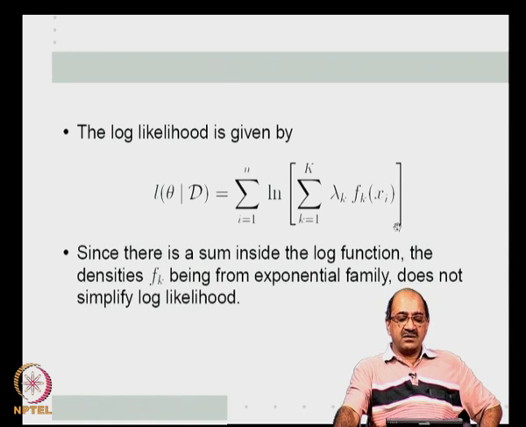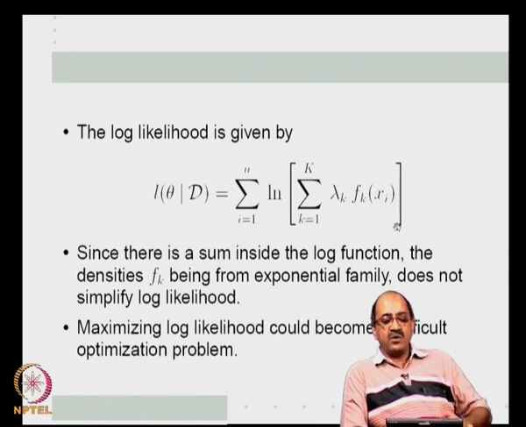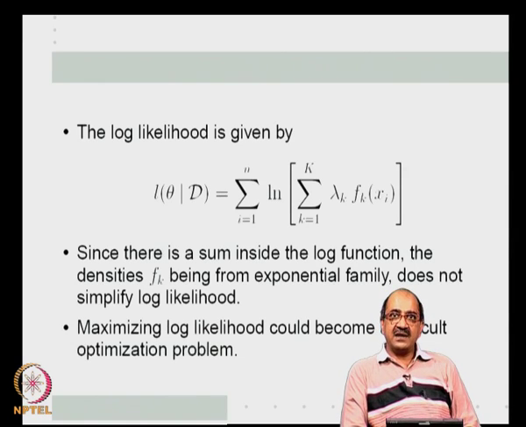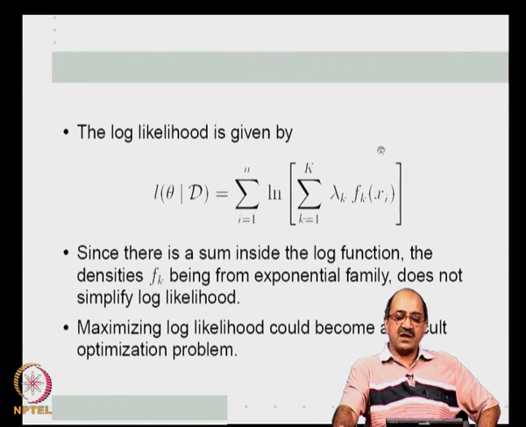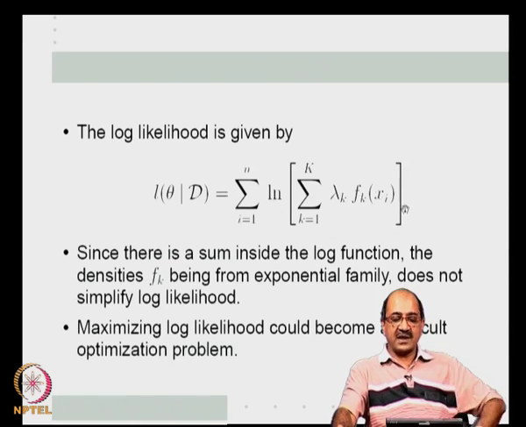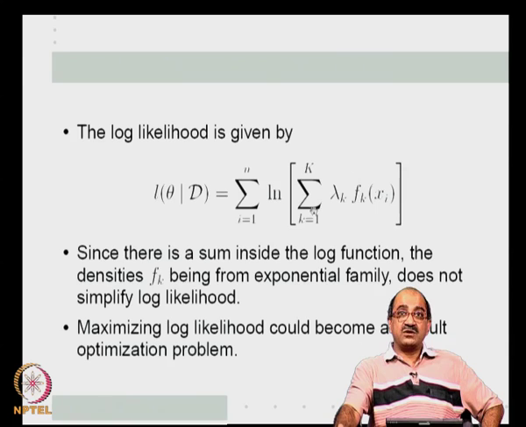So, this means that maximizing log likelihood can become a difficult optimization problem. Earlier, because I directly got ln, suppose capital K is 1, then I would simply get ln lambda times ln f, and if f is exponential, then what is inside the exponent comes out, and as we have seen through sufficient statistics, that immediately gives rise to very simplified analytical expressions for ML estimates. But here we have a sum inside a log, and hence those simplifications do not occur. Then we may have to solve it numerically, and it can become a difficult optimization problem.